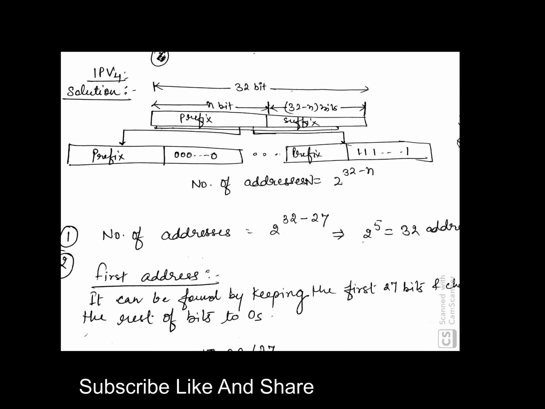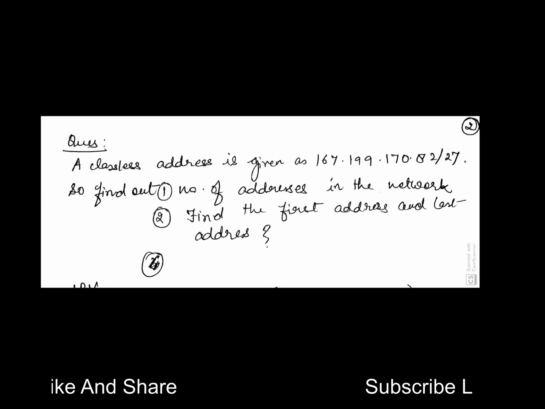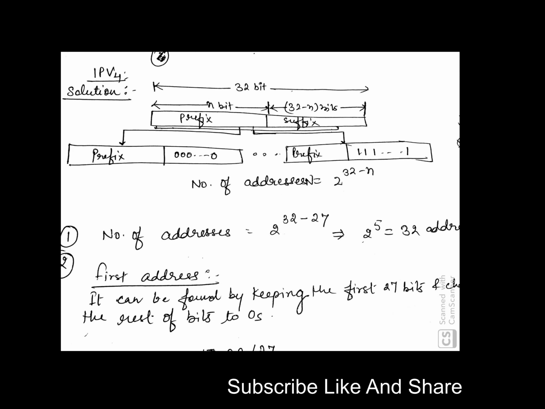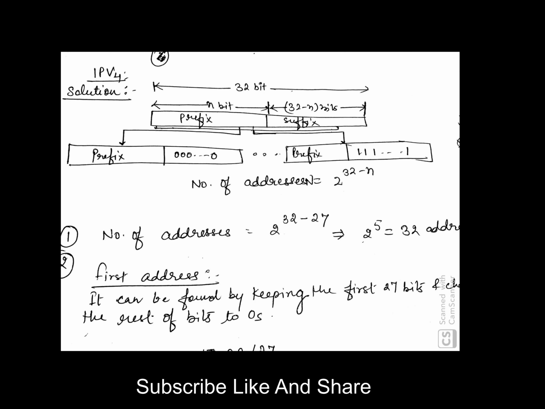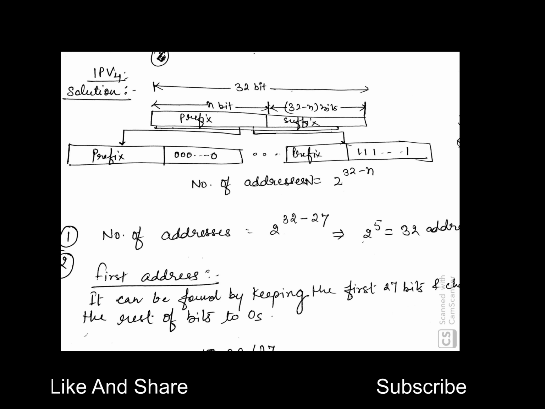Okay, so here n tends to be 27 in the given network. Here is the 27. You can easily see 27 slash n, what is written after that. So here 27 is your fixed prefix length. Okay, and now we have used IPv4, total 32 bits. So the rest of the remaining bits are 32 minus 27, that is 5.